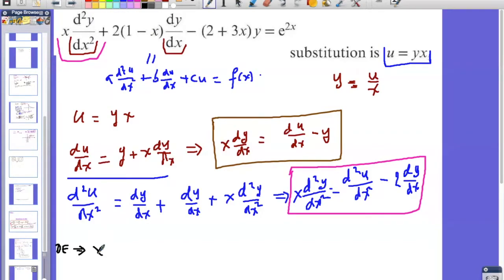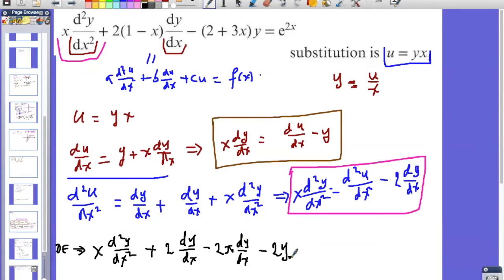So I'll have x d squared y over dx squared plus 2 dy/dx plus 2 dy/dx minus 2x dy/dx minus 2y minus 3xy is equal to e raised to the power 2x.